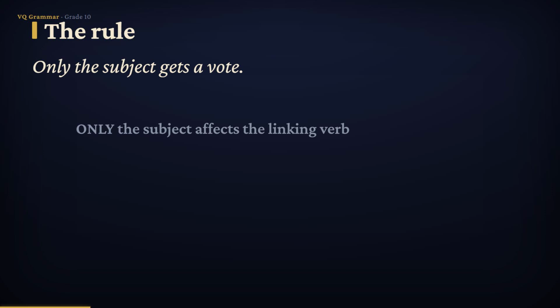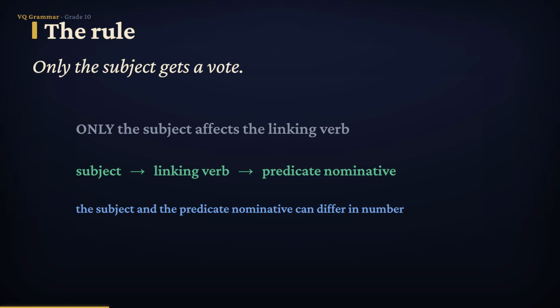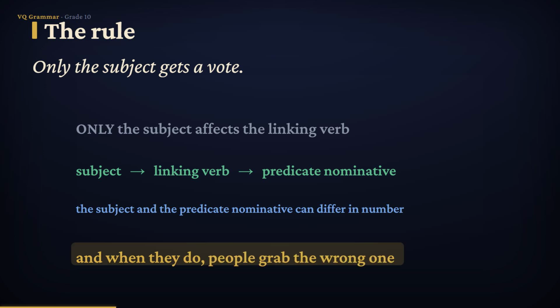Most of the time, you never even notice this rule, because the subject and the word after the verb happen to match. But look at the shape of the sentence. Subject, then linking verb, then predicate nominative. Those two nouns, the one in front of the verb and the one behind it, can differ in number. One can be singular while the other is plural. And when they do differ, that is when people reach for the wrong one, because the predicate nominative is sitting right there, closer to the verb, practically shouting for attention.